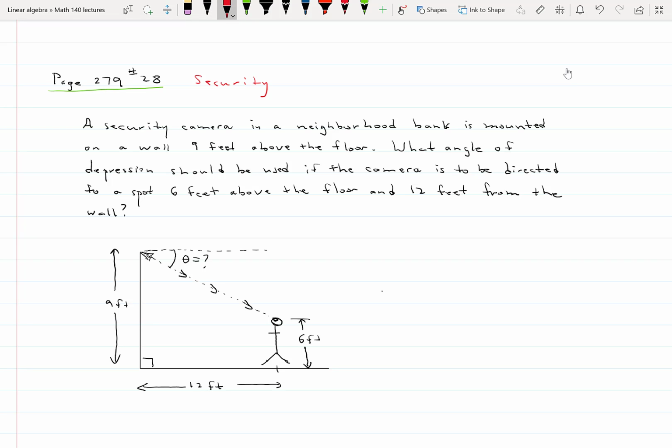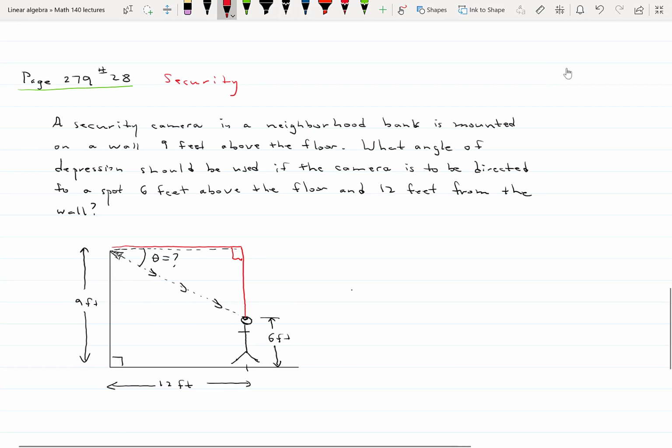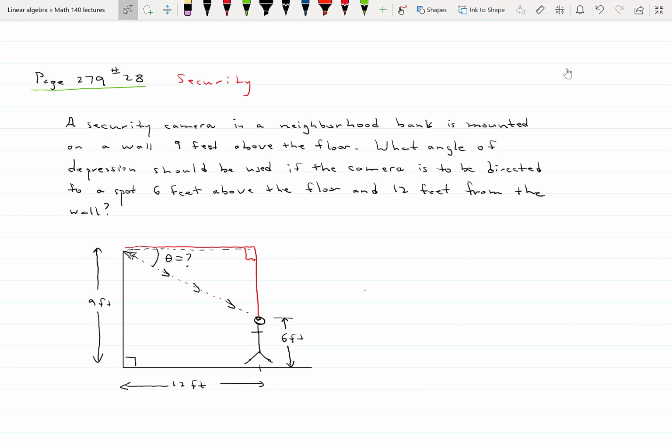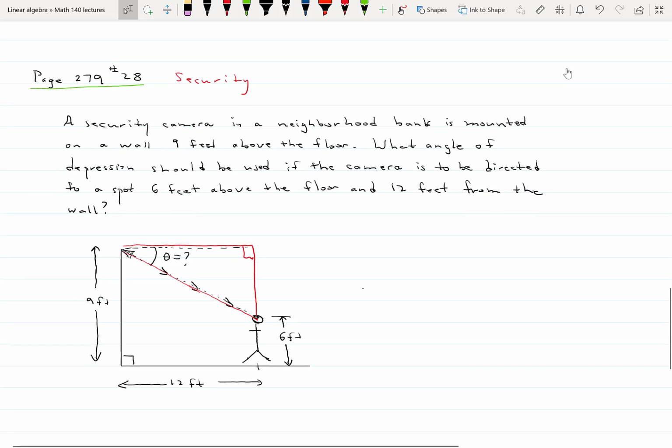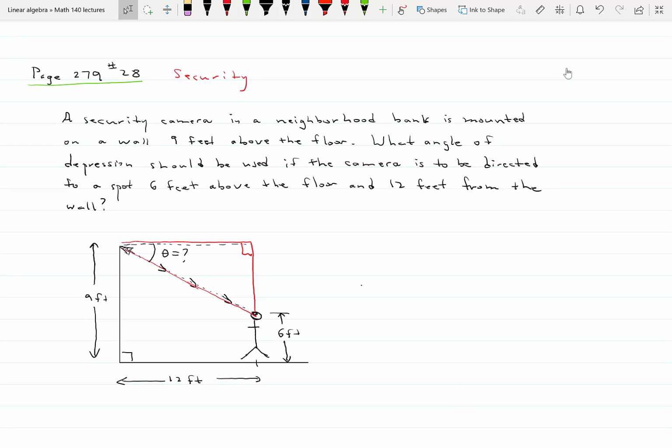Let's do that in red. I can form a right triangle by coming horizontally this way and going from the top of the guy's head up to the ceiling. There's the right angle. And the line of sight of the camera, that's the hypotenuse. So there it is. I need to find the angle theta in the right triangle. The red right triangle is kind of upside down.